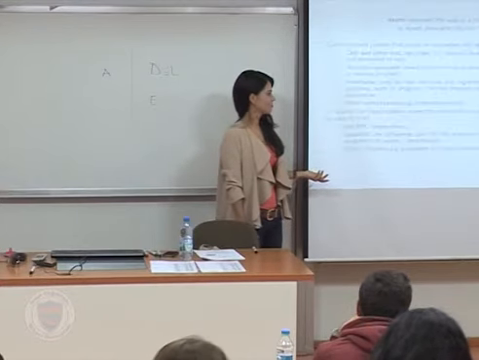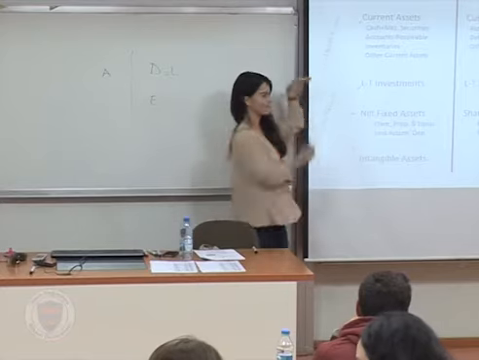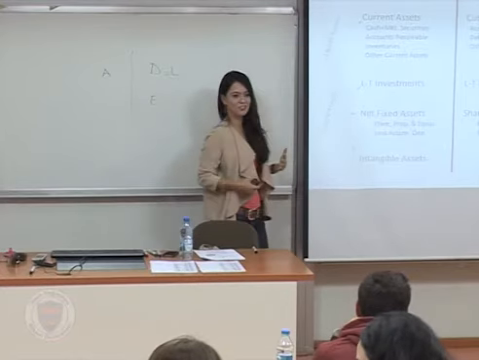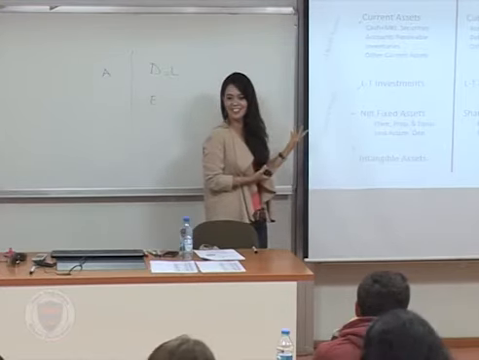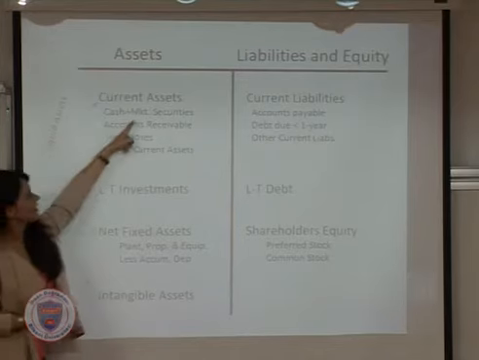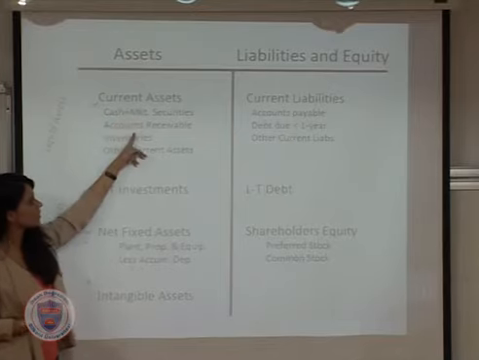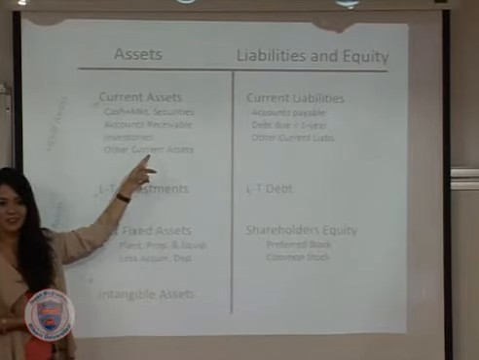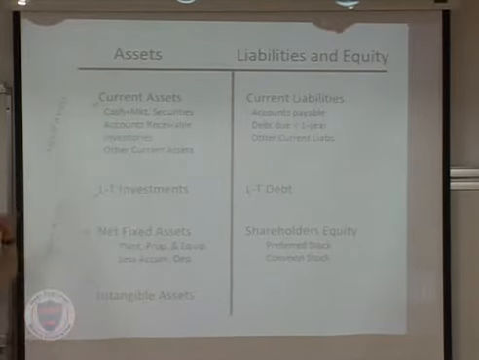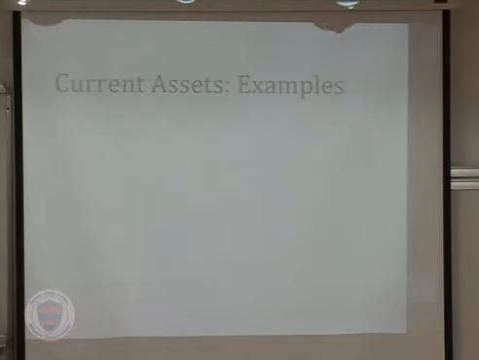Marketable securities is the most liquid one, then accounts receivable, then inventory. Okay, very good.